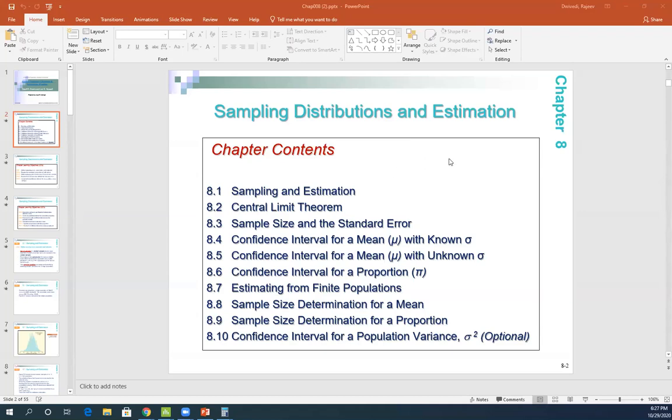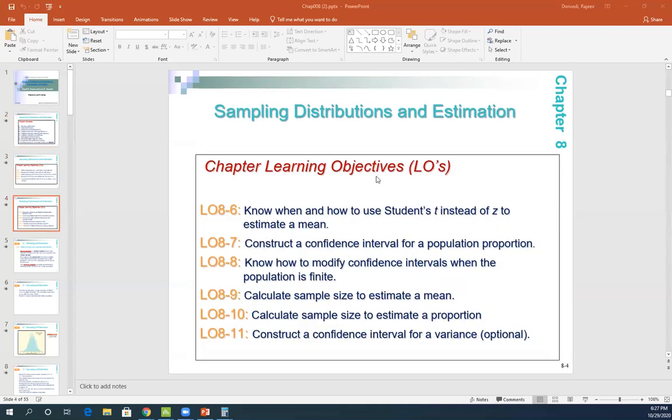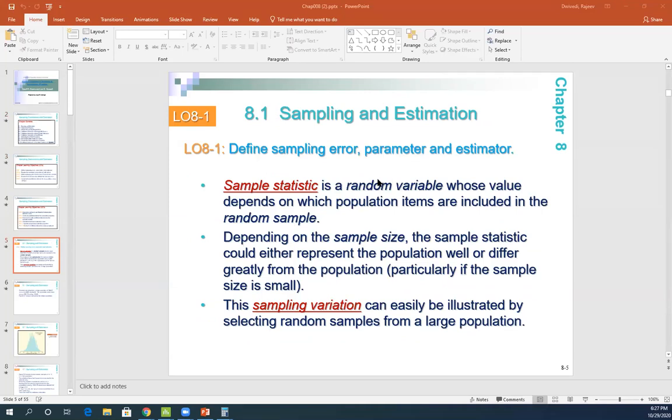So this is an extension of chapter number 7. This is about sampling distribution and estimation. This is a very important topic to be understood properly. This is also the starting of inferential statistics. Inferential statistics means, based on the sample, how we can make an inference about the population.